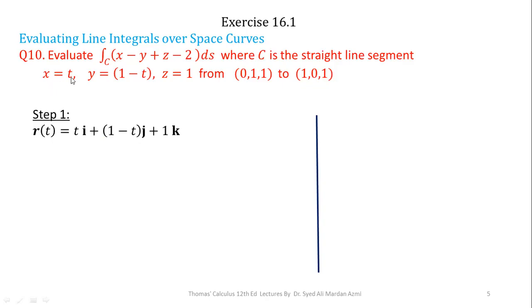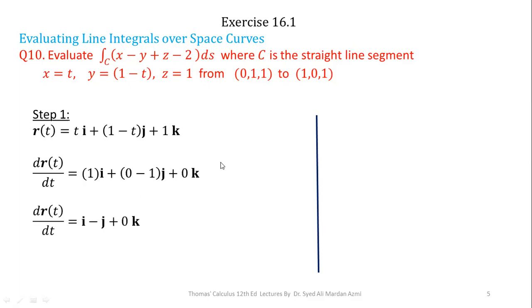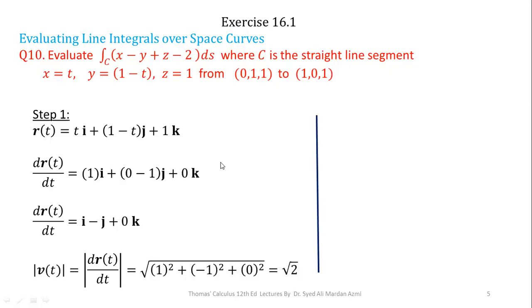as the value of x in the form of t, which is here as the coefficient of i, the value of y in the form of t is here as the coefficient of j, and the value of z is here as the coefficient of k. In the next step, calculating the derivative. The derivative of t is 1, the derivative of 1 minus t is 0 minus 1, and the derivative of 1 is 0 with respect to t. Making the simplifications. And the next step, calculating the square root. Calculating |v(t)|, we get square root of 2.